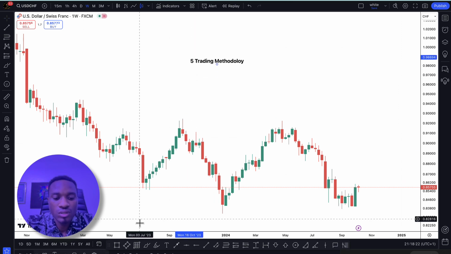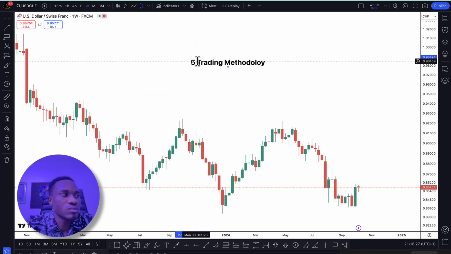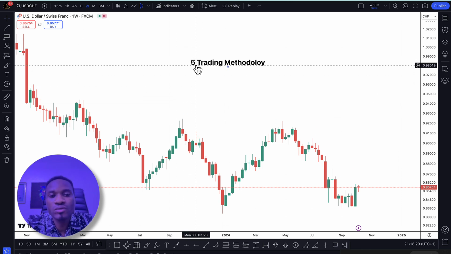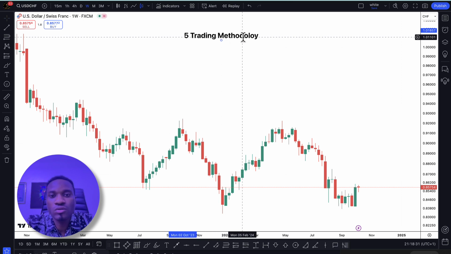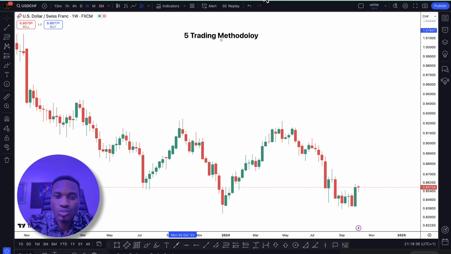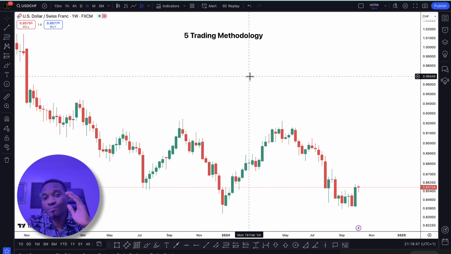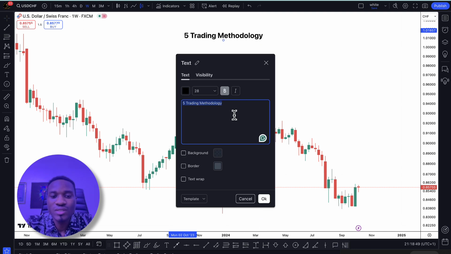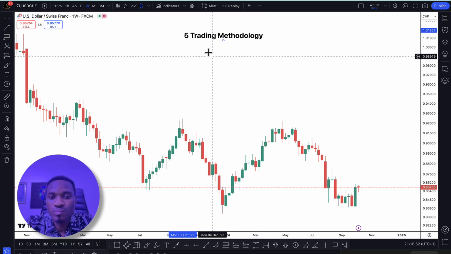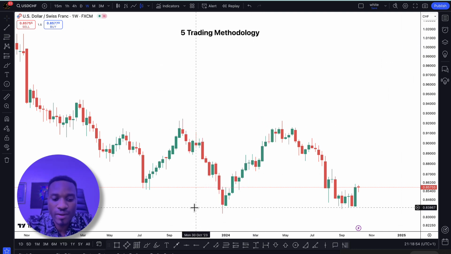So let's put this to be bolder, right? There are 5 trading methodologies. This is plural, methodologies. Yes, methodologies. We see, I have to correct this. Yes, I know I was wrong. 5 trading methodologies. Now, this methodology is based on the type of trader you are.